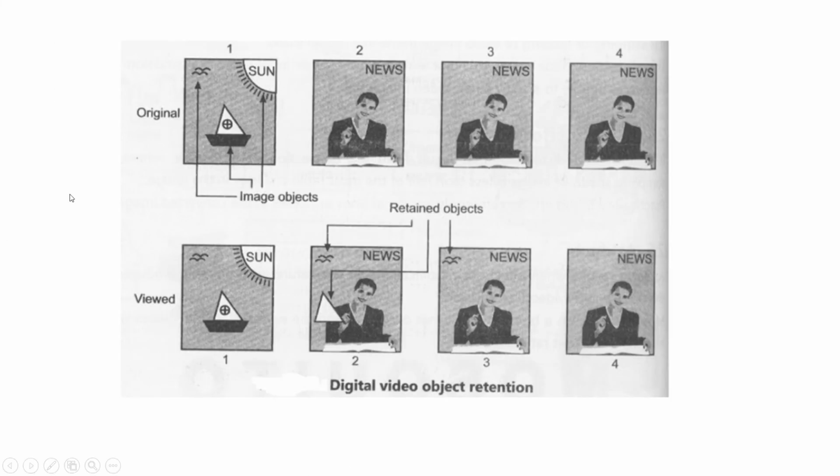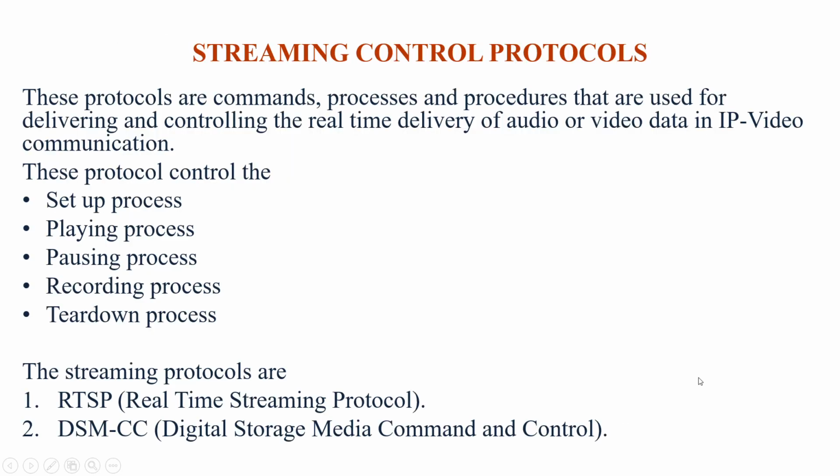So again they have shown some examples. These are the image objects in one frame, this is the second frame, third, fourth. This is how you should actually see these 4 frames. But in object retention it may happen that the object from frame 1 is retained here, here, and another object is retained here. So this is an example of object retention.